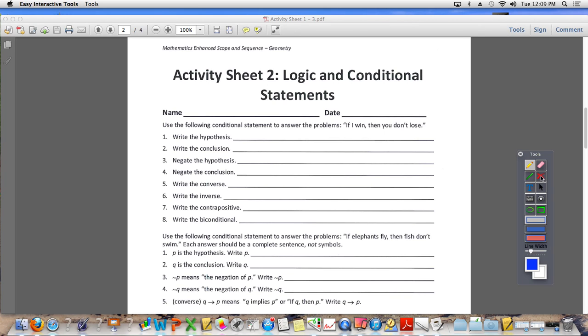Okay, so if I win, you don't lose. What is the hypothesis? I win. Not if I win, I win. The hypothesis is I win. What is the conclusion? You don't lose.